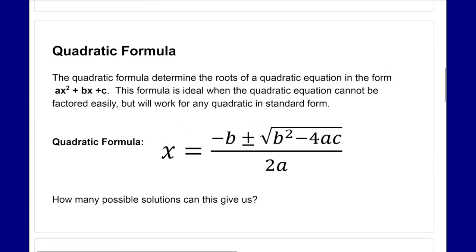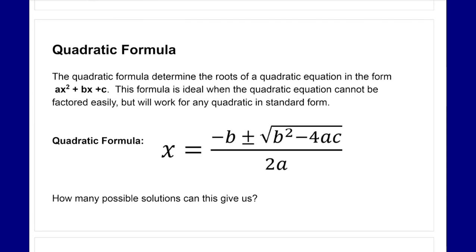So the quadratic formula can determine the roots or the x-intercepts of a quadratic equation in the form ax squared plus bx plus c, which is our standard form. Ideally, this formula is useful when the quadratic equation cannot be factored easily. So if we cannot factor it using the product and sum or the tricky trinomials or any of the other methods, we can use the quadratic formula. However, even if we can factor it, the quadratic formula will work for any quadratic in standard form.